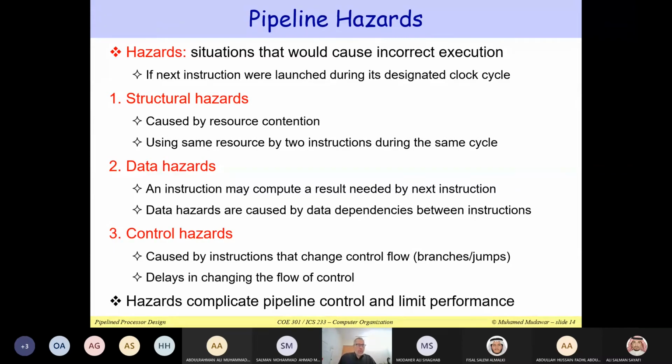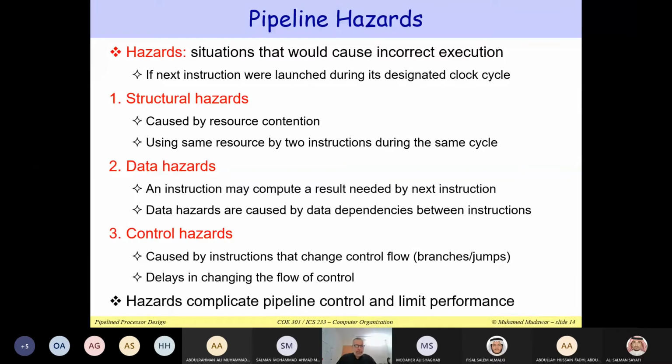So today I would like to talk more about hazards. These hazards are situations that would cause incorrect execution of the instructions in the program. We have three different types of hazards that we need to be aware of, and we need to handle them in order to ensure the correctness of our pipeline that we are going to implement.